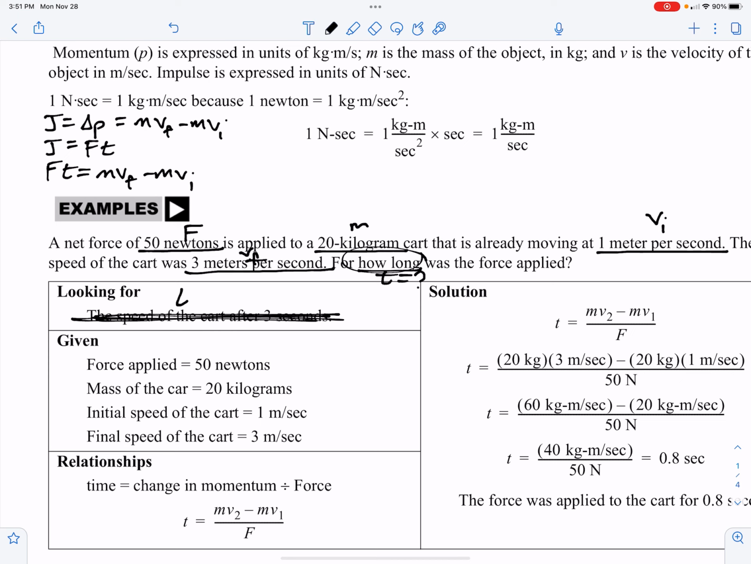If you break this down, we're looking for the time, t equals question mark. The force applied is F. The mass is 20. The initial speed is 1, and the final speed is 3. Now, we're using this final version of the equation there because we have force and time, mass, and a change in velocity given in the problem.